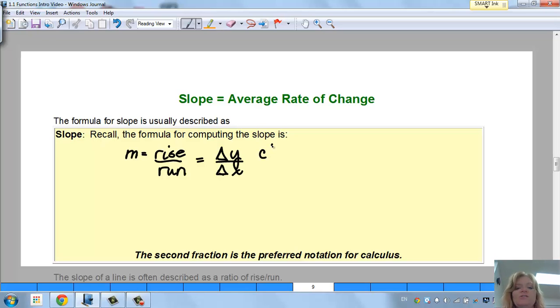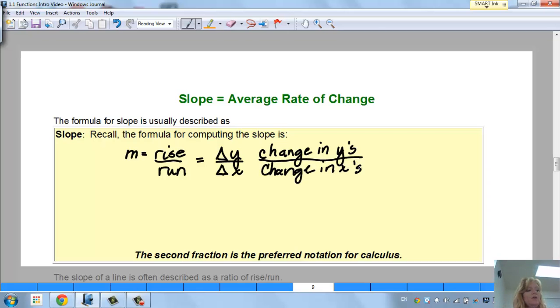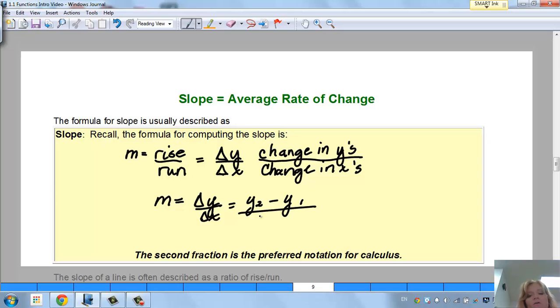So it's your change in your y's over your change in your x's. Okay? So that's what the slope formula is. Now, when we actually did it, we would use it this way. Some of you may have seen this one: slope is delta y over delta x, and another way to write that would be y2 minus y1 over x2 minus x1. So that shows you that you have two x, y points, and you can find the slope between the two.